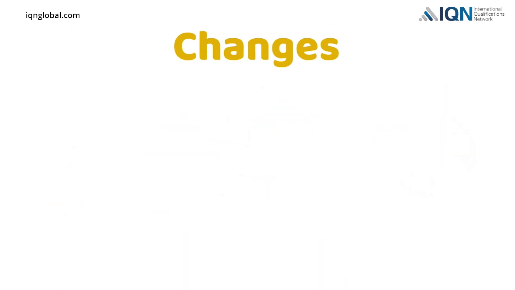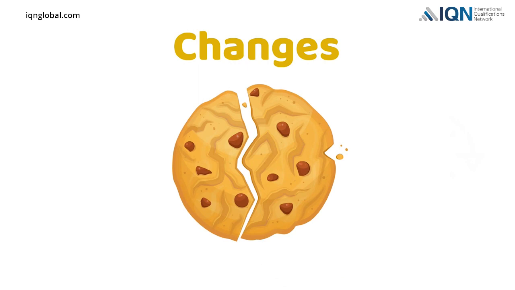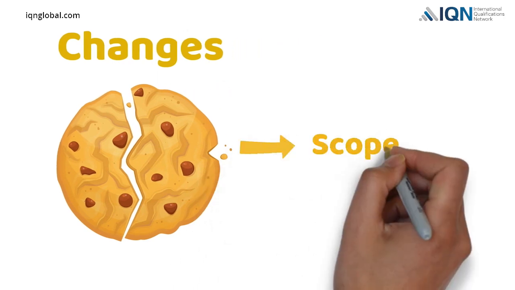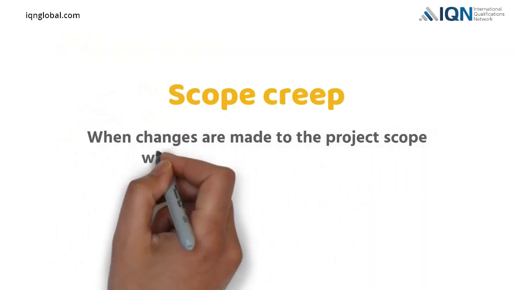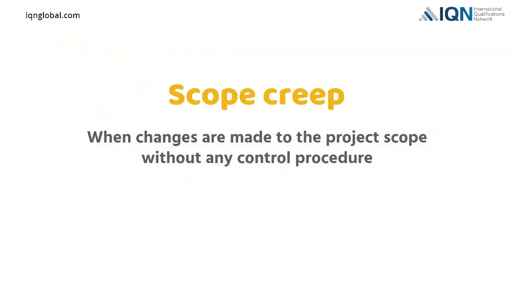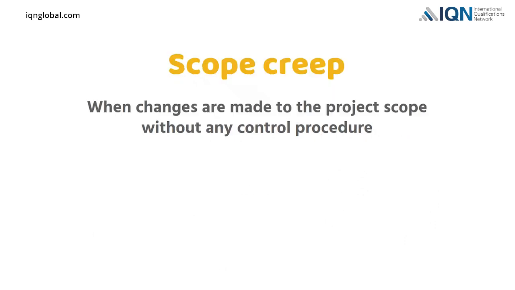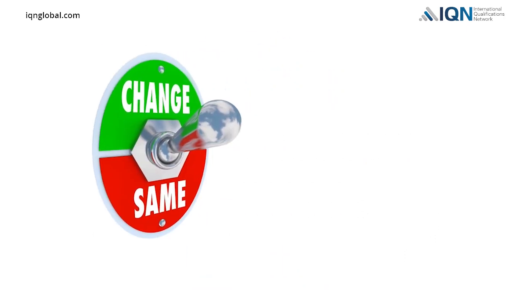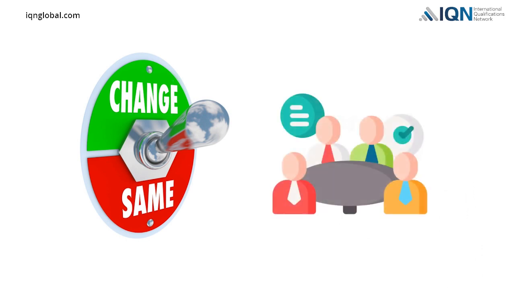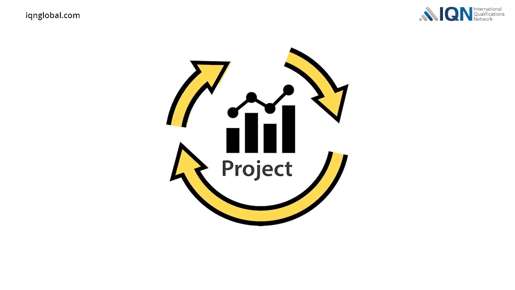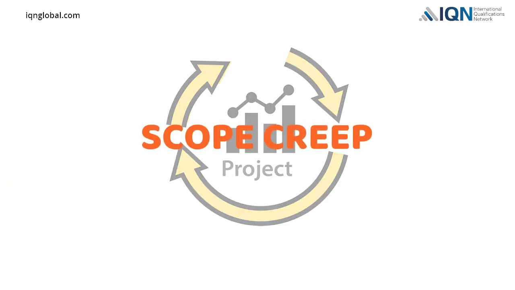Sometimes changes can be half-baked, and accepting these changes can lead to extensive scope creep. Scope creep happens when changes are made to the project scope without any control procedure. Every change in project scope should go through an approval procedure. Relevant stakeholders with authority should approve any required changes. Otherwise, the project will experience scope creep.